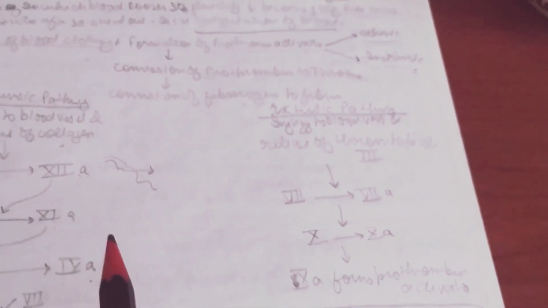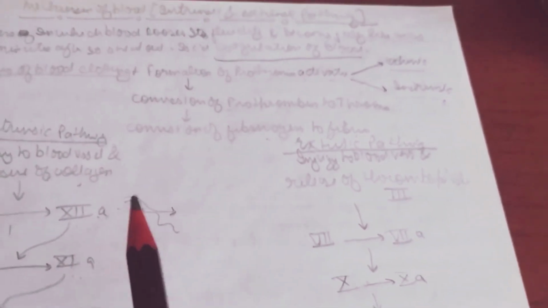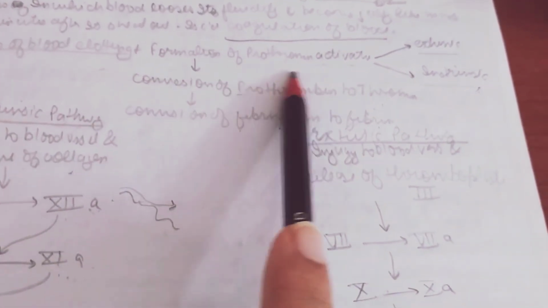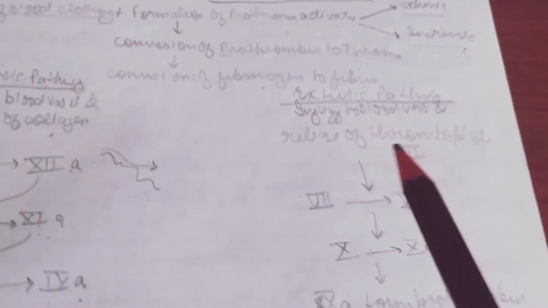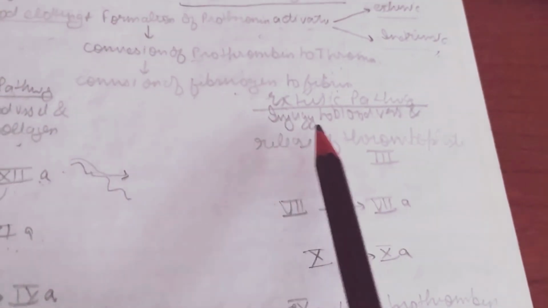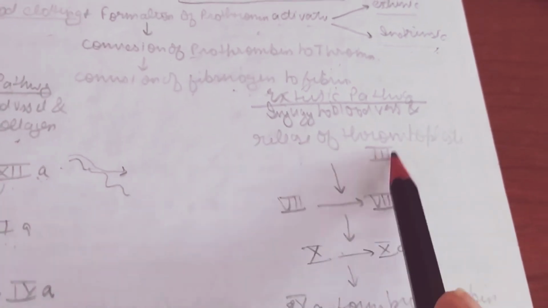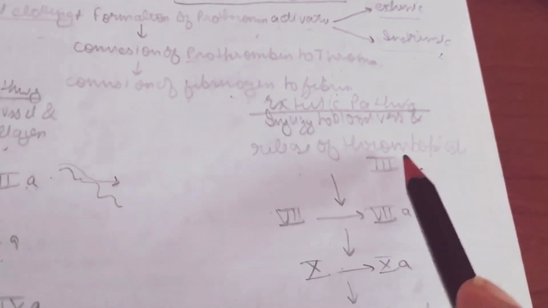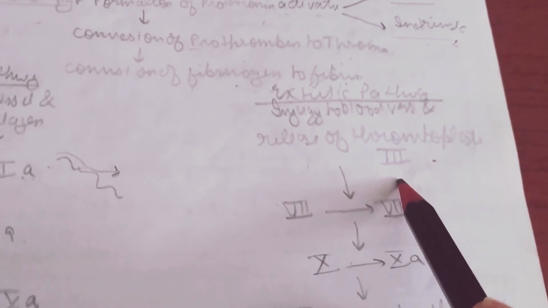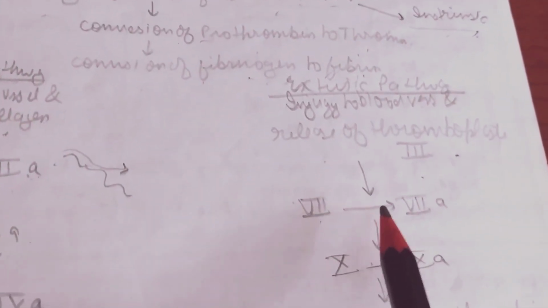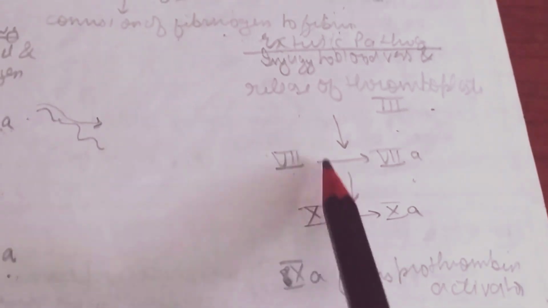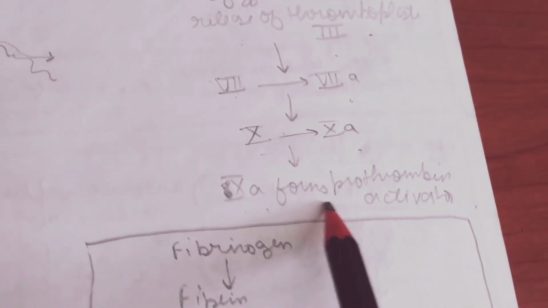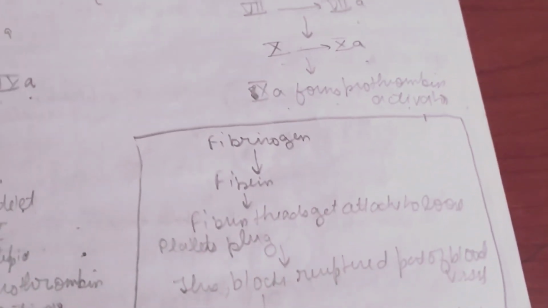The sole function, you have to remember, kids, the sole function is for conversion of prothrombin to thrombin by formation of prothrombin activator. Please remember this. Now, extrinsic pathway: injury to blood vessels releases prothromboplastin, that is third clotting factor, right? So inactive 8th factor converts into active 8th factor. Now inactive 10th converts into active 10th factor, and 10th factor forms prothrombin activator. That was our sole purpose.